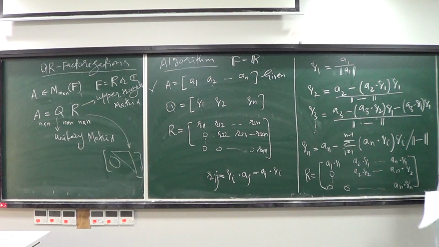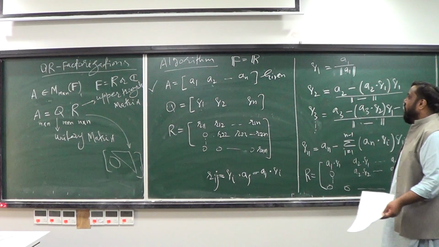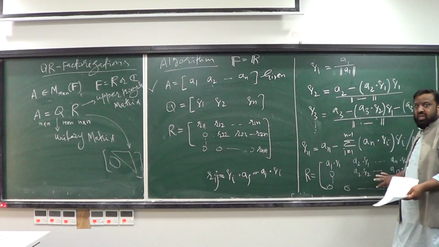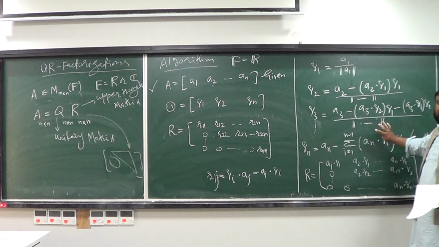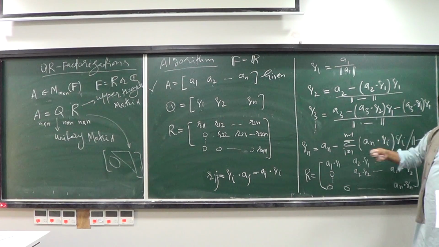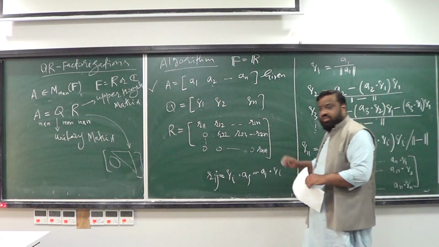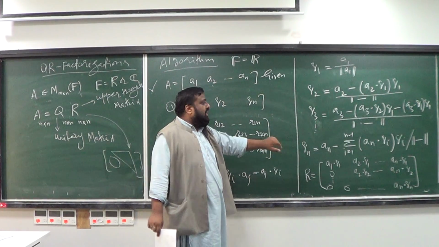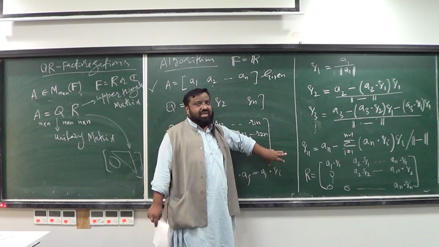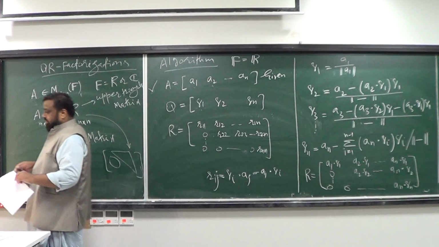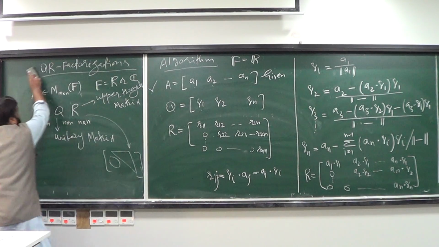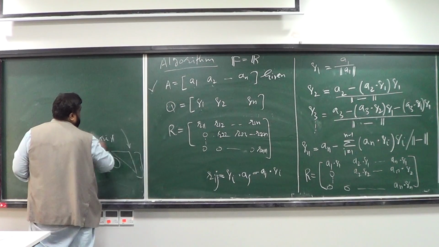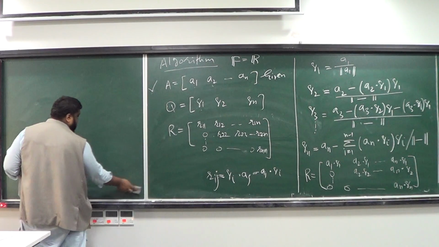You can ask the question: why do the Q's have these formulas and R has these formulas? I will justify all these formulas in the next part of the lecture. In this part I've just proposed the algorithm, and I'll use one example to illustrate how this works. So let's do one example of applying the QR factorization and solving the problem.